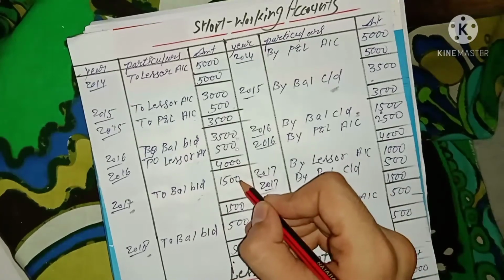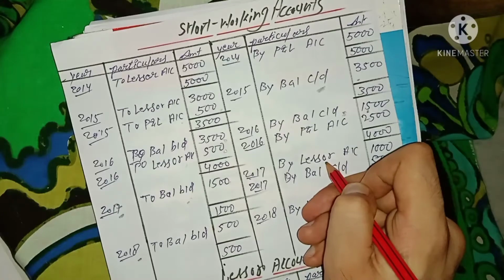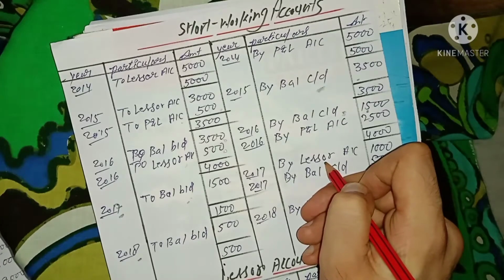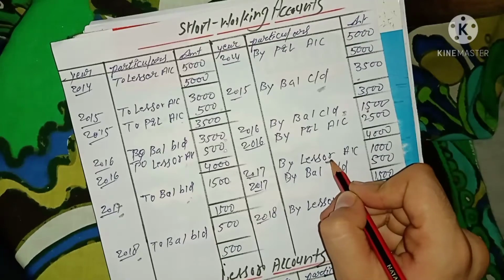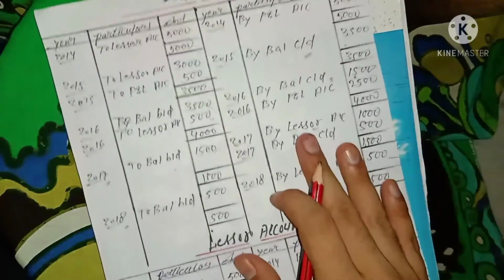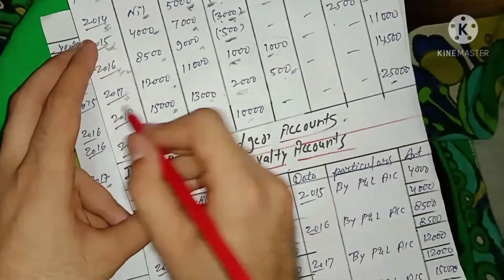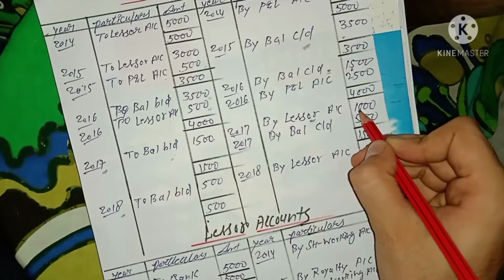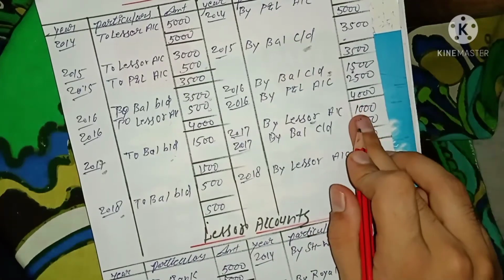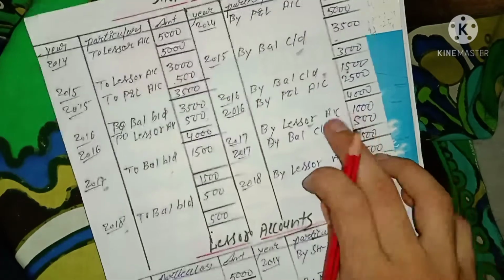So you can see 1500 in the 17th year, and whatever amount we have charged and recouped will be written on the right hand side of the short working account as recoupable amount. Here you can see 1000 rupees in the year 2017 has been recouped out of the excess working amount. So you can see 1000 has been recouped.